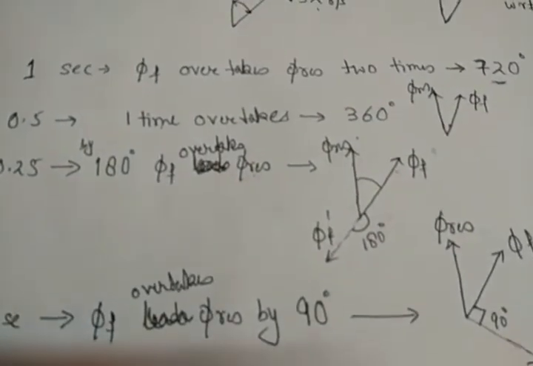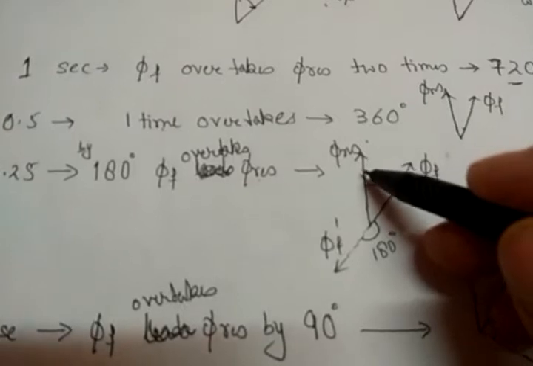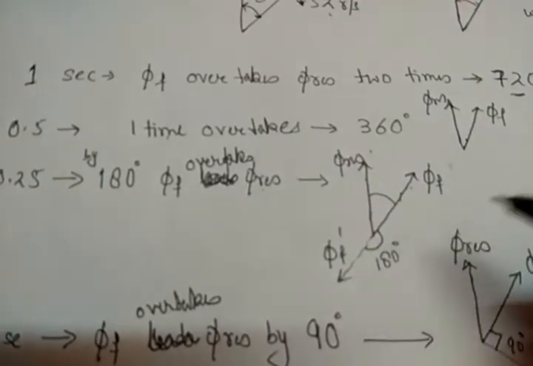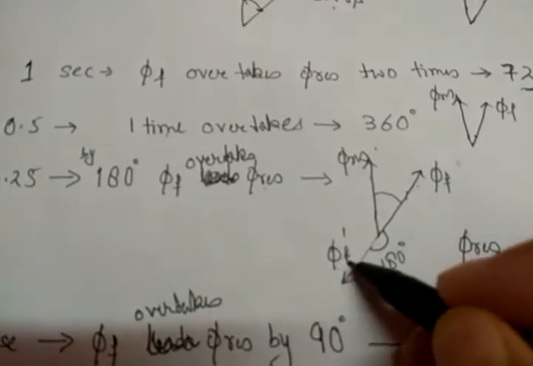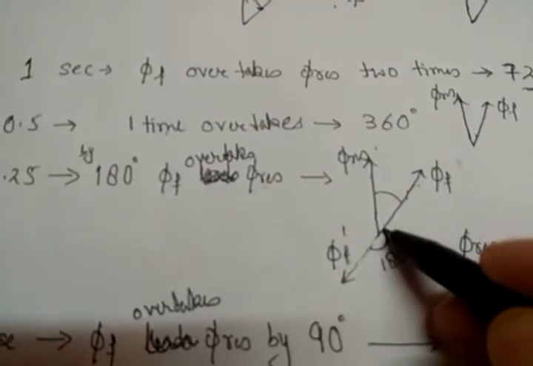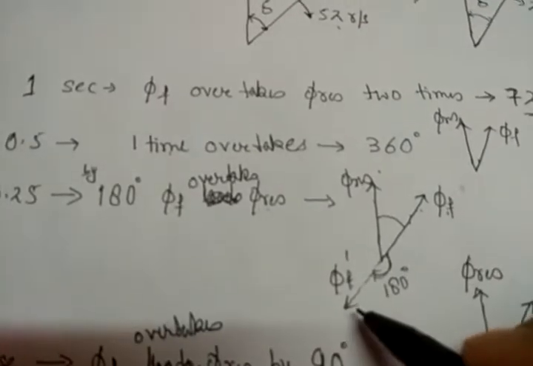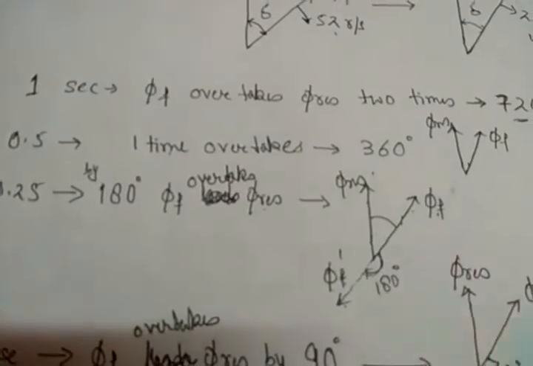Okay, now after 0.25 second, what will be the position of phi f with respect to phi resultant? This phi f will overtake phi resultant by 180 degree, and it will be in this direction, which I am showing by phi f dash. So from this angle to this angle, it will be 180 degree from the initial position of phi f to the new position of phi f at time t equal to 0.25 second.